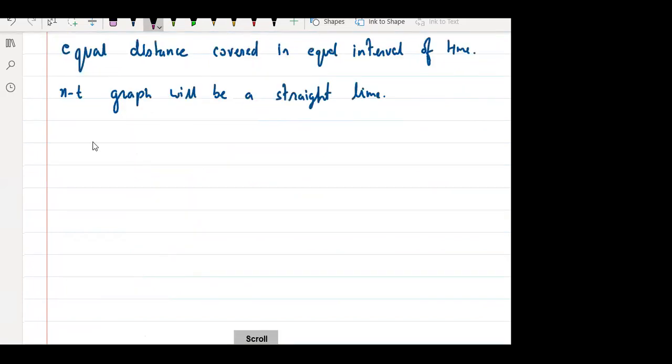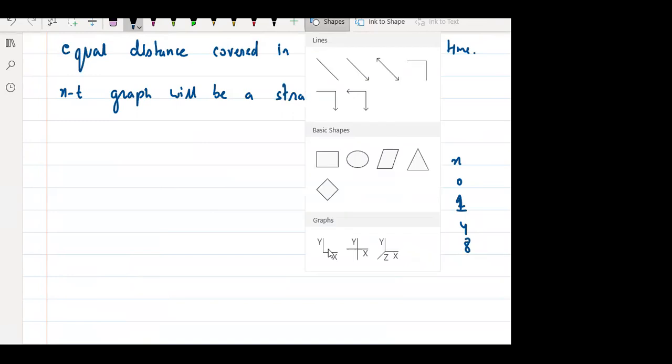Okay. Now let us take one more example. Same, time and x. Suppose time is 0, x is also 0. Time is 1, x is 1. Time is 2, x is 4. Time is 3, x is 9. Suppose, instead of 9, just put 6 or 7 or 8, right? So tell me everyone, can I plot this?